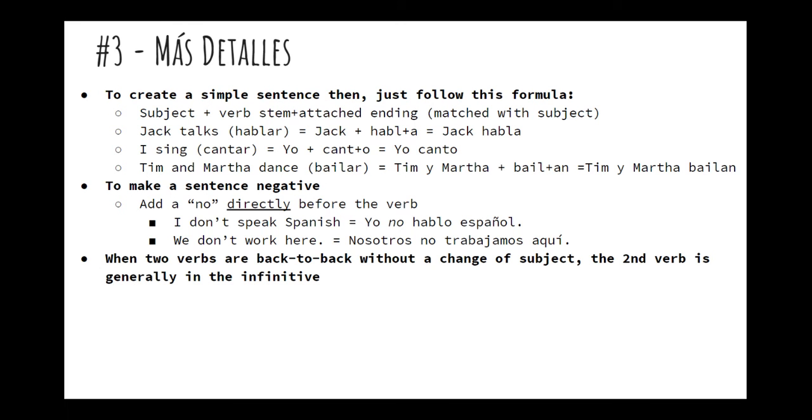Now when two verbs are back to back without a change of subject, the second verb is generally in the infinitive, and it's this way in English as well. So Jackie doesn't need to sing now: Jackie no necesita cantar ahora. The first verb there is the one conjugated, so you have necesita. And then the second one, back to back, to sing, will stay in its infinitive form. You'll see in English it is labeled as to sing, which is an infinitive form. We'll leave it in that infinitive form in Spanish: necesita cantar.